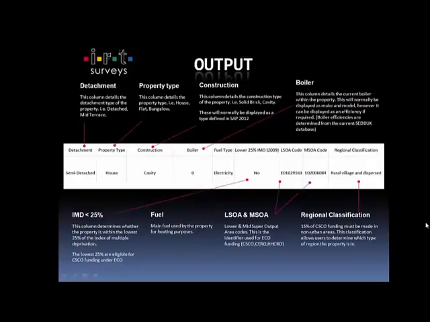In addition to that, we also include things like the property detachment, the property type, its construction, the boiler that's in there, the fuel types. We also do lookups where we'll see if the property lies within the lowest 25% of the index of multiple deprivation, which would mean it would be under ECO, under the current ECO classifications, and we give the LSOA code, which is the lower super output area code, and the middle super output area code, and also its regional classification. So these things are all important when you're applying for grant funding, depending on where the property is located.